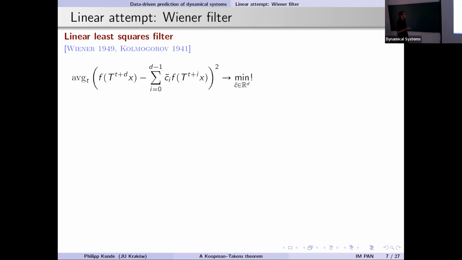Work by Wiener, but also already appears in work by Kolmogorov, where one says that, okay, if you have some of your previous observations, in this case we make d, and you now want to determine coefficients c such that the average error between your next observation and your linear approximation becomes minimal. So it's kind of a linear regression model where you determine these coefficients such that this error becomes minimal.